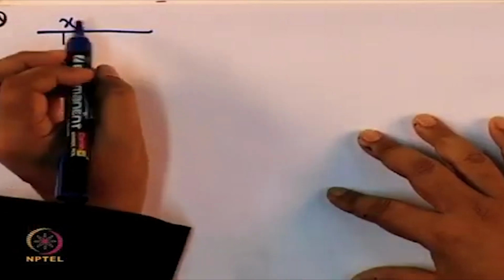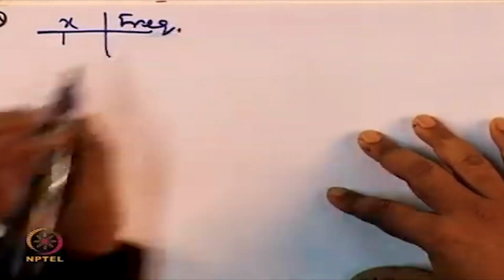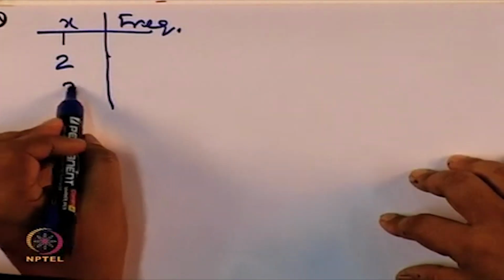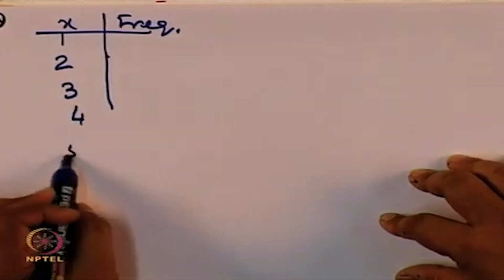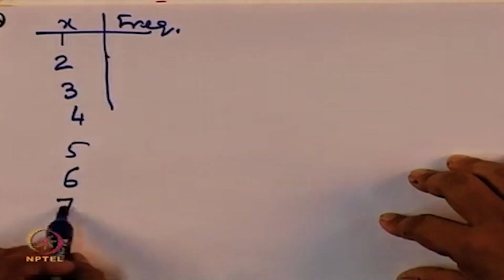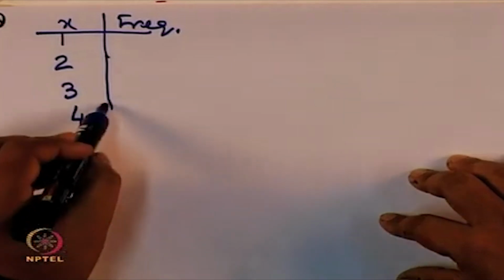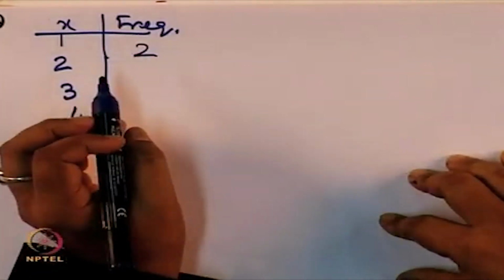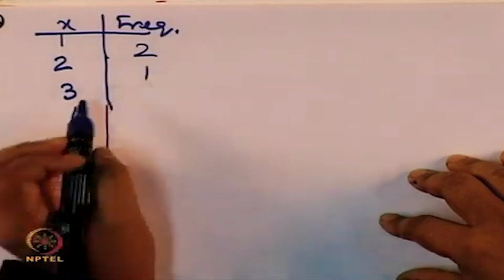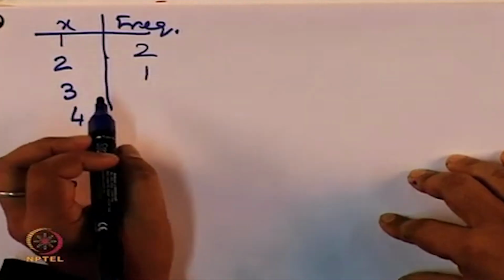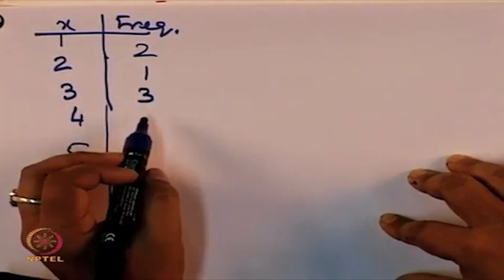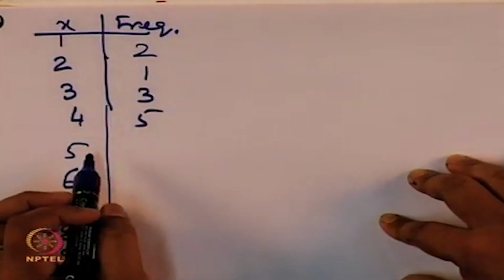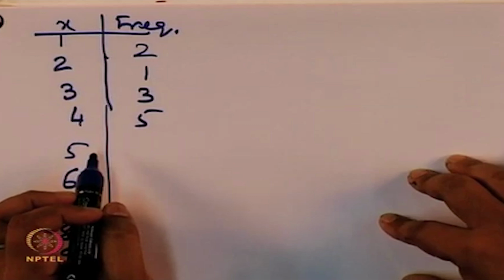I have my x and I have my frequency. So, number of visits: I have 1, 2, 3, 4, 5, 6, 7, 8, 9. Frequency for 1 is 2, frequency for 2 is 1, frequency for 3 is 1, 2, 3, frequency for 4 is 1, 2, 3, 4, 5. So, frequency for 5 is 1, 2, 3, 4, 5, 6, 7.